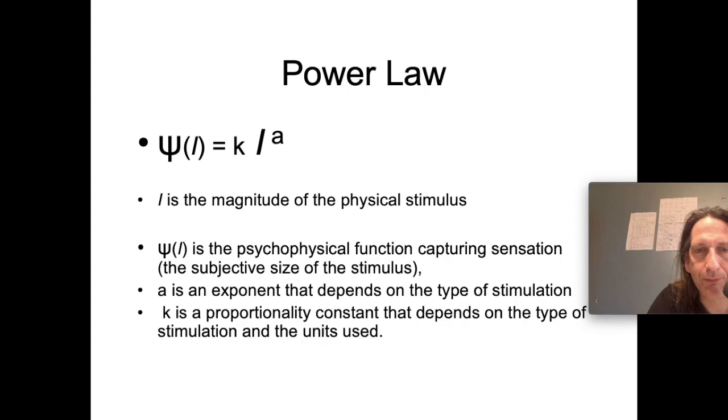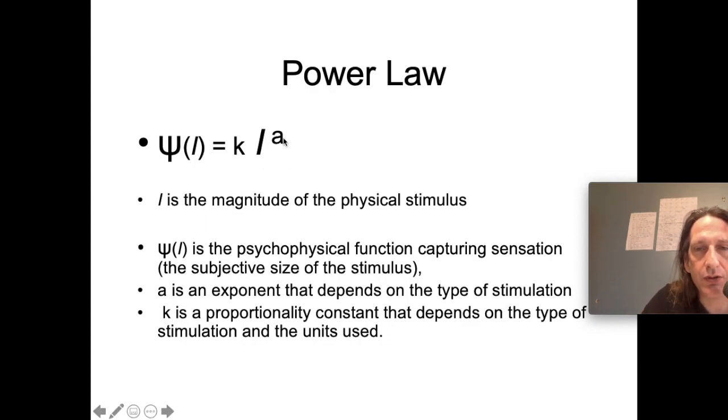Okay, so here's the power law. Don't be frightened by this equation. It's fairly straightforward. The italic I on the right-hand side here is the magnitude of the physical stimulus. So this is the thing that you can actually physically measure. I can measure how loud a sound is or how bright a light is. On this side of the equation, you've got psi I, and this is your subjective sensation of the size of that stimulus. So on one side of the equation, you've got, if you like, how loud the sound is, and on the other side, you've got your perception of how loud the sound is.